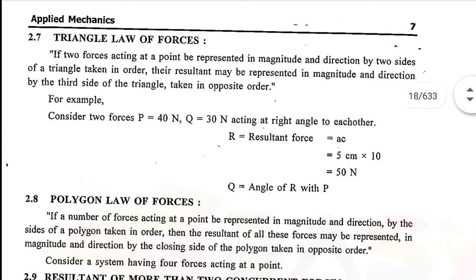So next one, triangle law of forces. If two forces acting at a point are represented in magnitude and direction by two sides of a triangle taken in order, then the resultant may be represented in magnitude and direction by the third side of the triangle taken in opposite order. So this one is the statement of triangle law of forces.